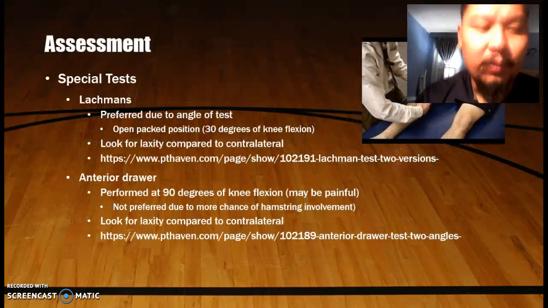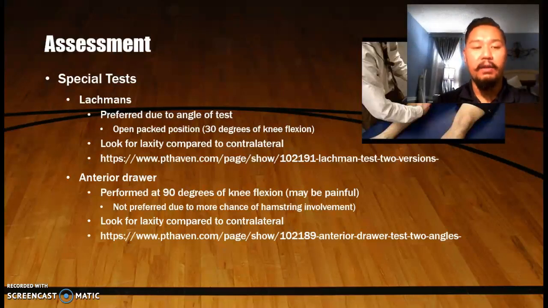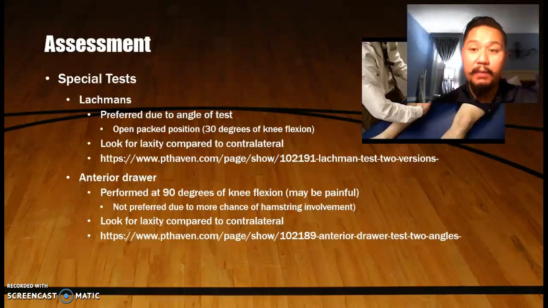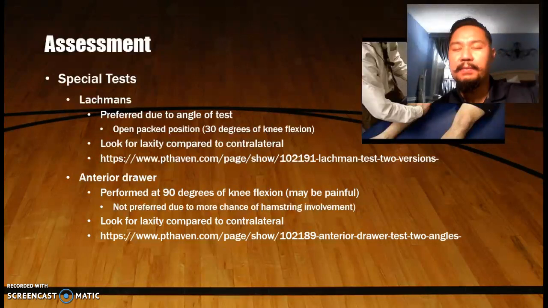So some special tests for the anterior cruciate ligament are the anterior drawer and the Lachman's. I provided some links so that you can see. The anterior drawer is performed in 90 degrees of flexion, while the Lachman's is the preferred method and is performed in 30 degrees of flexion, which is the open pack position for the knee. Basically, one hand provides a posterior pressure to the femur, while the other hand provides an anterior pull underneath the tibia, and you're looking for laxity, some pain or discomfort there.